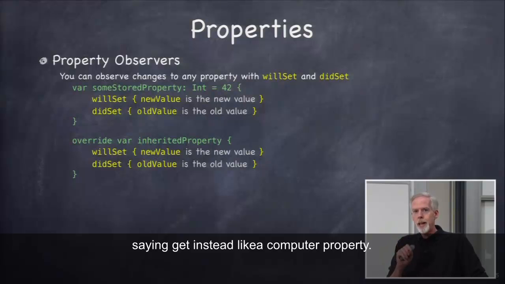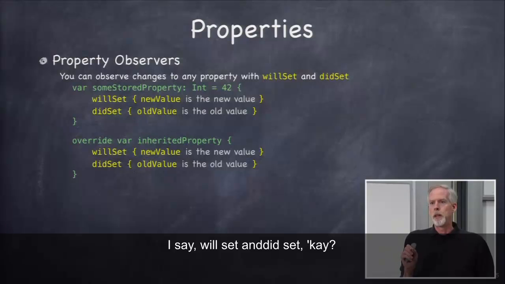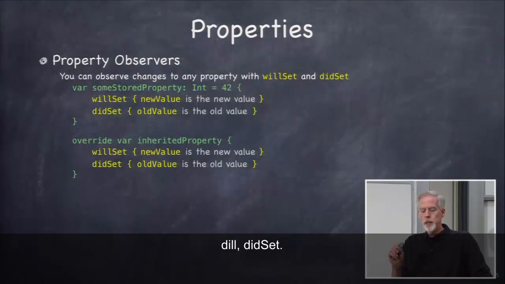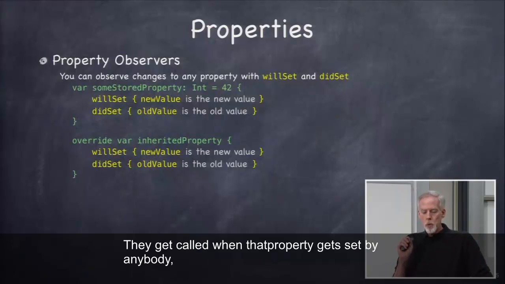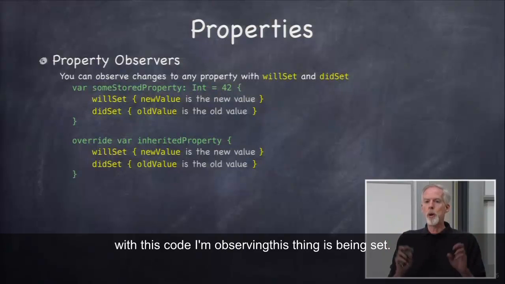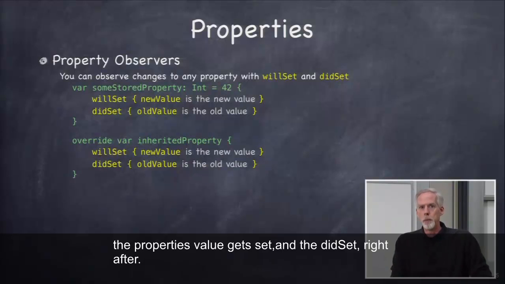Brace, instead of saying get and set like a computed property, I say willSet and didSet. Okay, so these are little pieces of code inside the willSet and didSet. They get called when that property gets set by anybody. So it's called a property observer because I'm observing, with this code, that this thing is being set. And willSet is called right before the property's value gets set, and didSet right after.